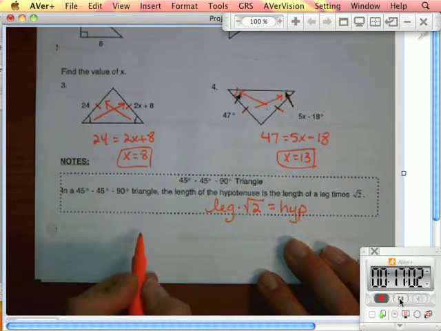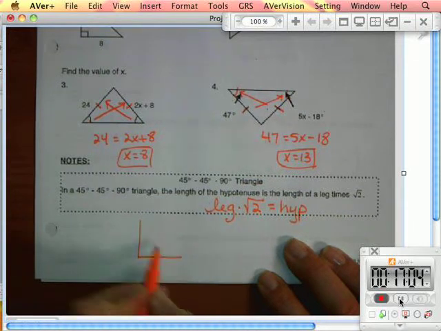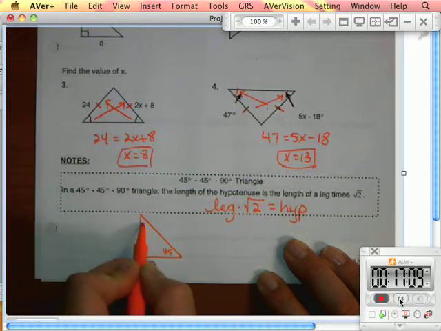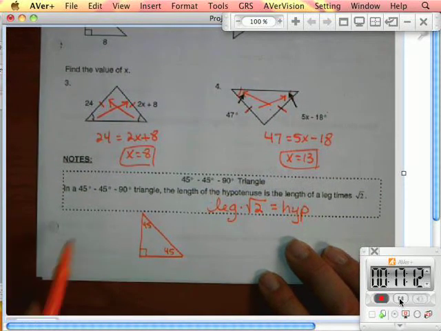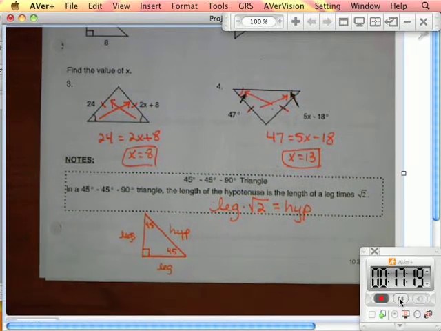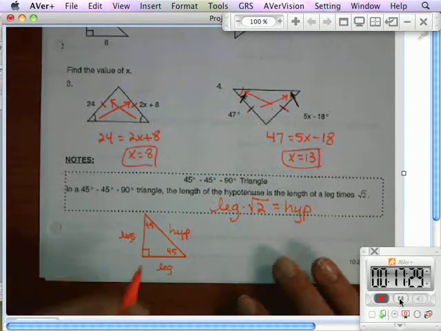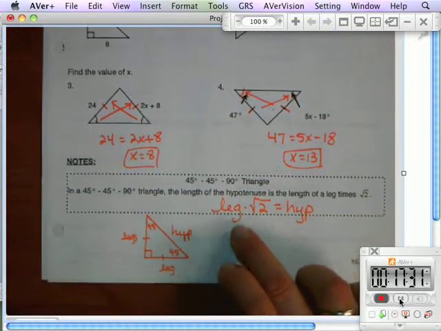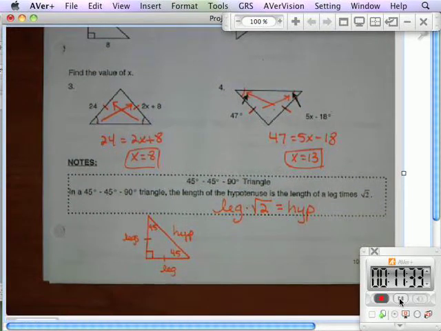Now if you think about it, you have a right triangle. This is 45. This is 45. What does that tell me about their legs? What does this picture tell me about the legs? If these two angles are equal, what about their opposite sides? They're equal, aren't they? So it doesn't matter what leg you use in this equation. It doesn't make a difference. If it's 45, 45, 90, the legs are equal.